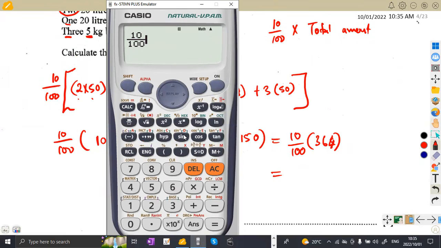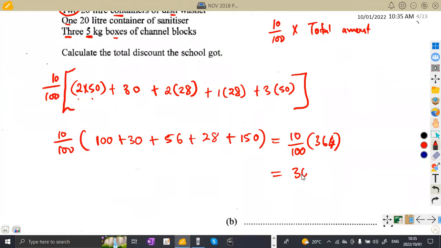10 over 100 by 364. Sorry, this is 364, which as a decimal is 36,4. So you're going to obtain 36,4. But remember, this is money, so it's supposed to be 2 decimal places after the comma. So that one is going to give us $36.40 as our total discount.